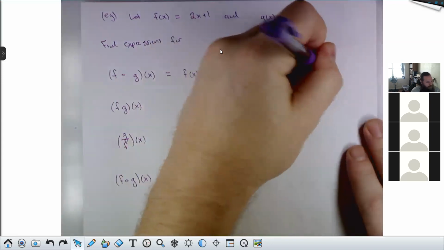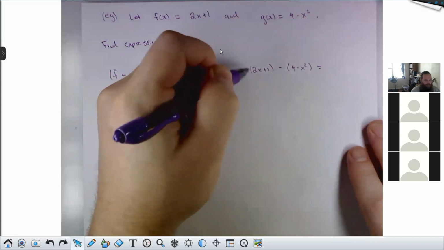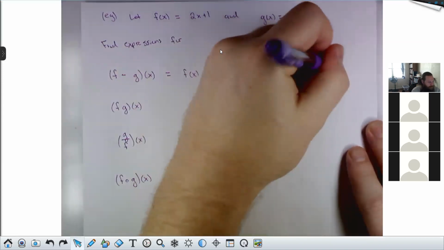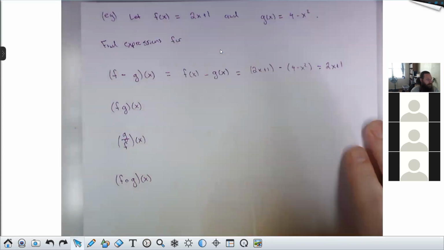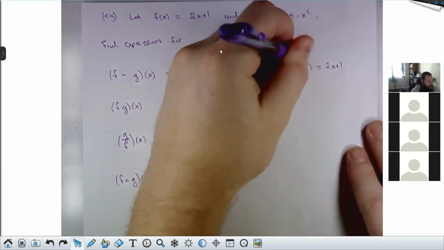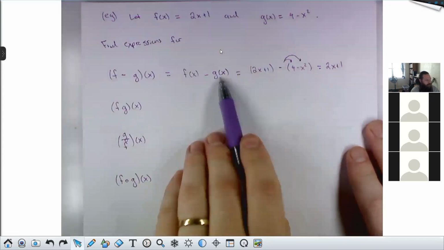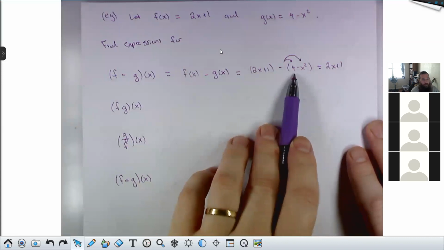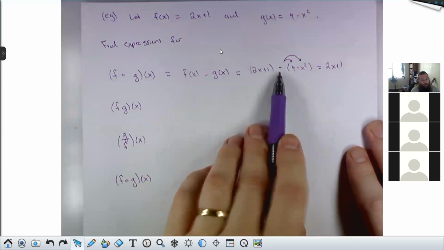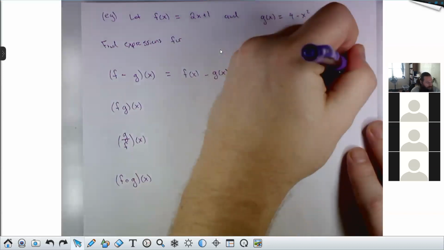This 2x plus 1, there's nothing multiplying it out front. There's no minus signs or anything. So it's just going to stay 2x plus 1. But here I need to distribute this minus. And that's why I wanted to do this one, to emphasize that you really do need to write these things in parentheses. Because without distributing this minus, the answer would be wrong. So this is going to be minus 4 plus x squared.